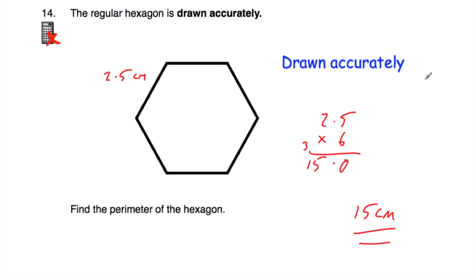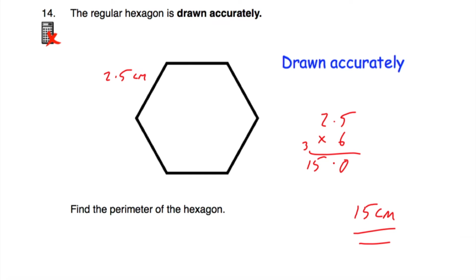Likewise, you could have done 2.5 plus 2.5 plus 2.5 and so on, and you would have got 15 centimetres as well. Now again, in this question, it depends on the size of your regular hexagon when you've printed it. Whenever I've printed it, I've got 2.5 centimetres, but it may be slightly different for you, and that means your final answer will be different.